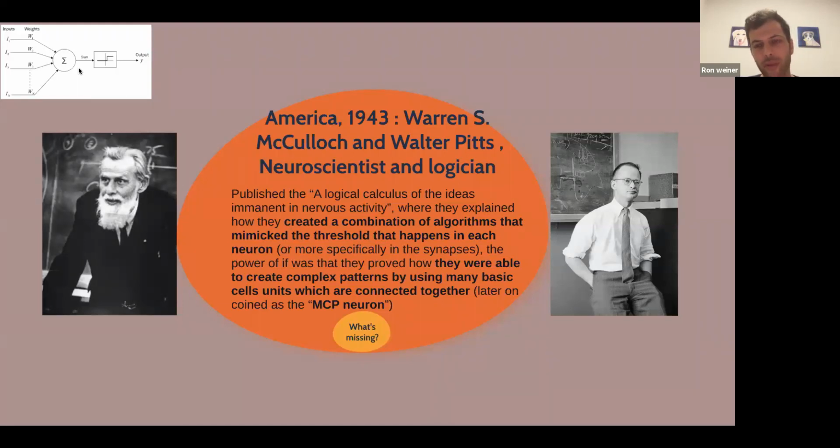So the first actual place was America. Warren McCulloch and Walter Pitts. They created something that later on was called the MCP neuron, and this takes several inputs, gives them weights of 1 or 0 if they are relevant or not, sums them together, sends them to an activation function, a threshold function that we have here, and calculates the output.